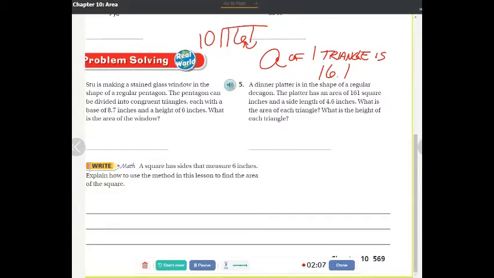So now what we're going to do is take that and plug this into the area formula for a single triangle. Because remember, we want to make sure our answer matches our question. Our question was twofold. What is the area of each triangle?